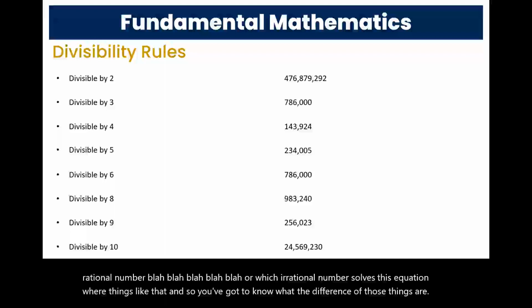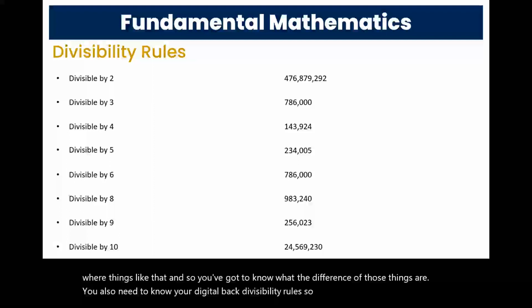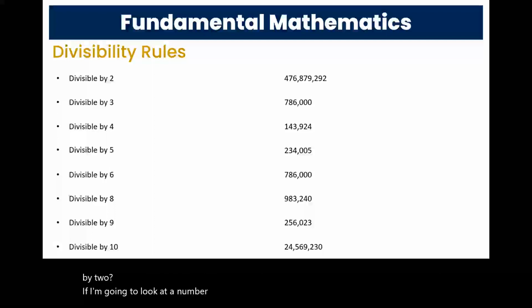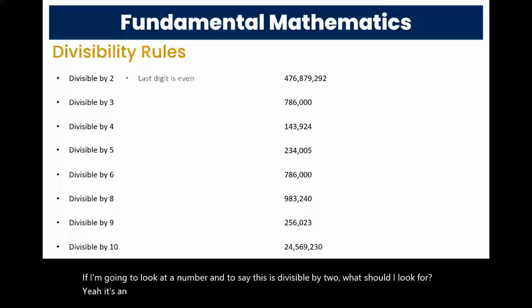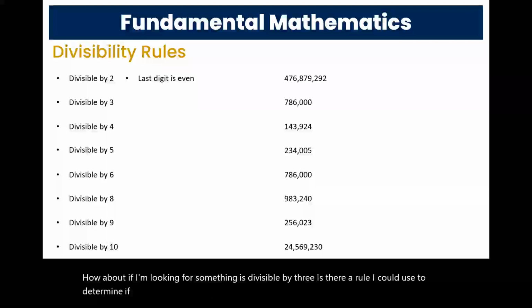You also need to know your divisibility rules. So what is the rule for divisibility by 2? If I'm going to look at a number and say this is divisible by 2, what could I look for? Yeah, it's an even number. That last digit in the number is going to be even. How about if I'm looking for something that's divisible by 3? Is there a rule I could use to determine if it's divisible by 3? Like, so is 786,000 divisible by 3, and how would I know?